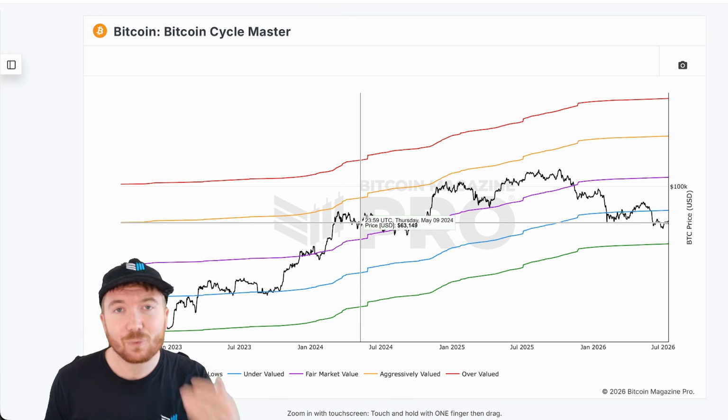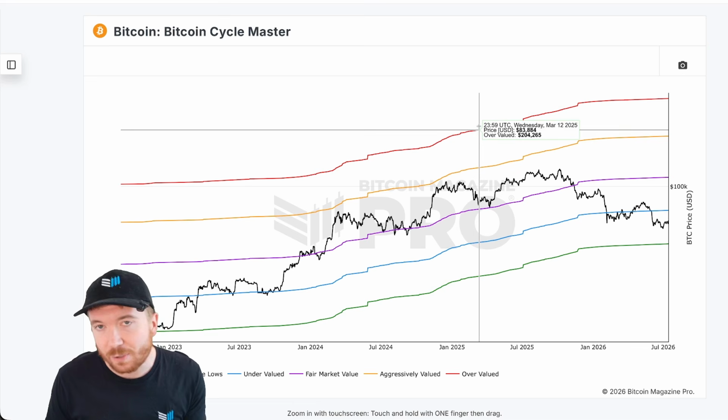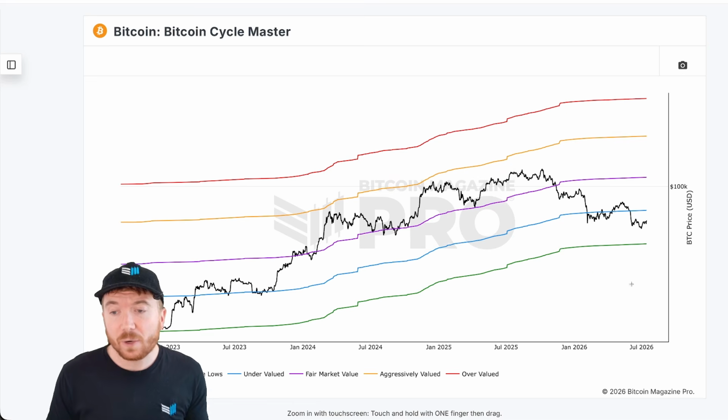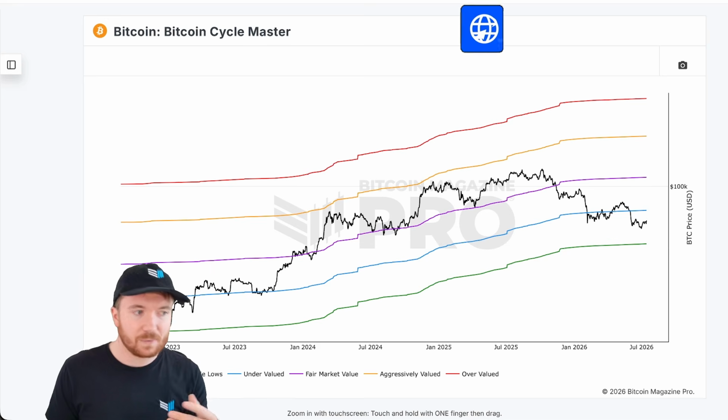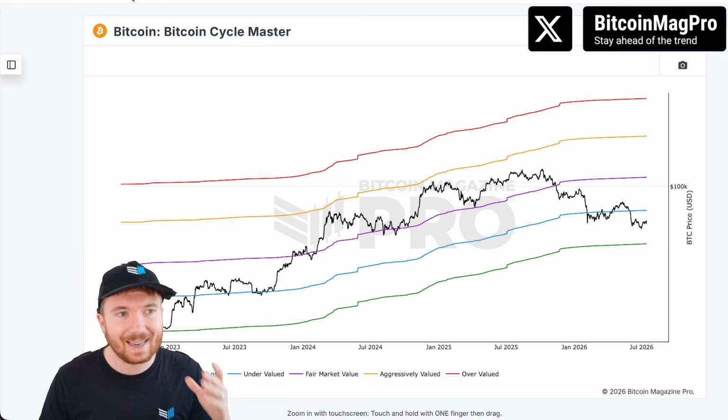Because if we look at the most recent bull cycle, we didn't reach this upper overvalued level at around $200,000. We didn't get that perfect sell opportunity. And for all we know, we might not hit the cycle lows valuation on this chart, meaning we're not going to get the perfect Bitcoin buy entry.